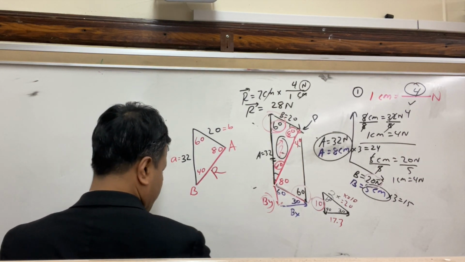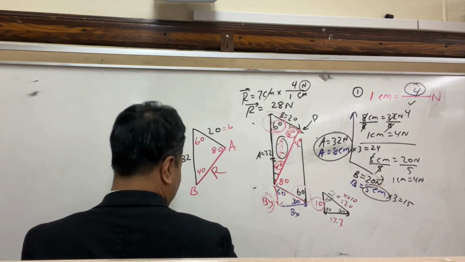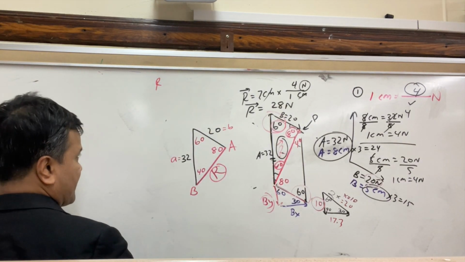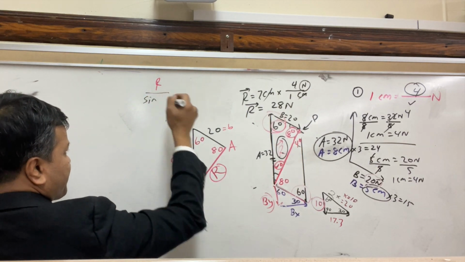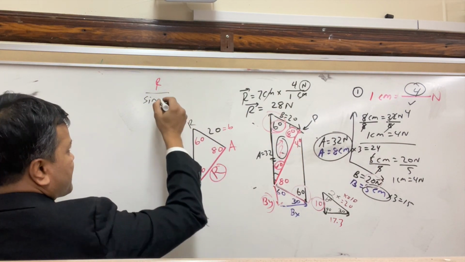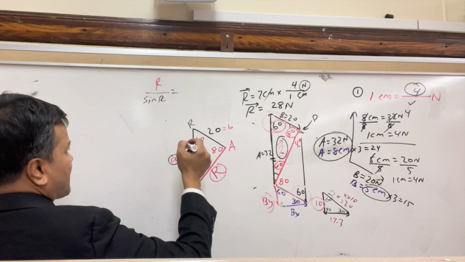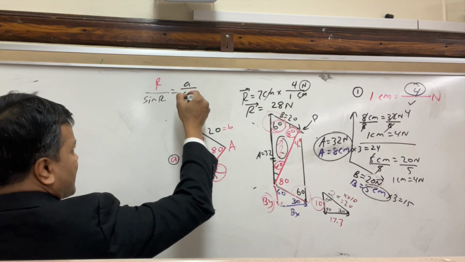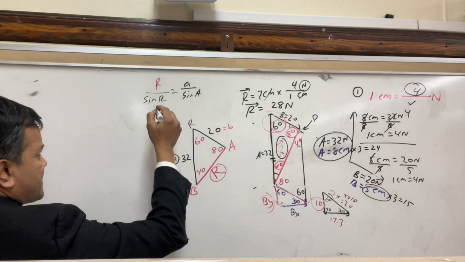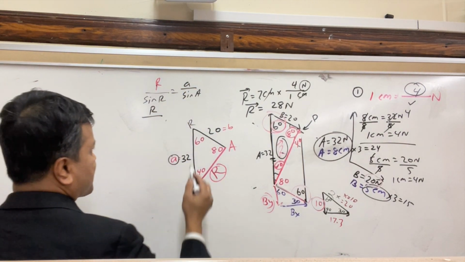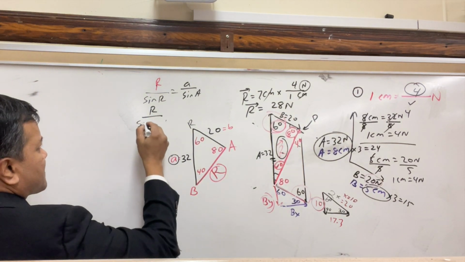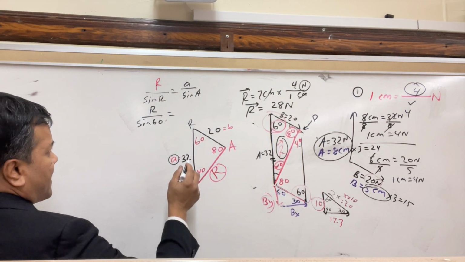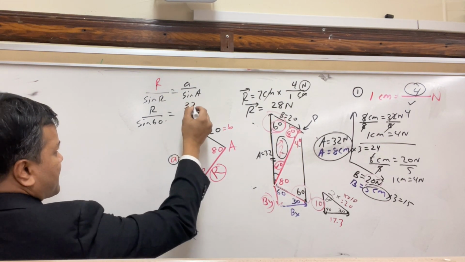So of course, now we have everything we're looking for. You are solving for R, so put the R over here. So you can call sine R. So this becomes sine R over, let's talk about A. A is sine A. R is what we're looking for. Sine R is of course sine 60, is equal to A. What is A? A is 32 over sine A.